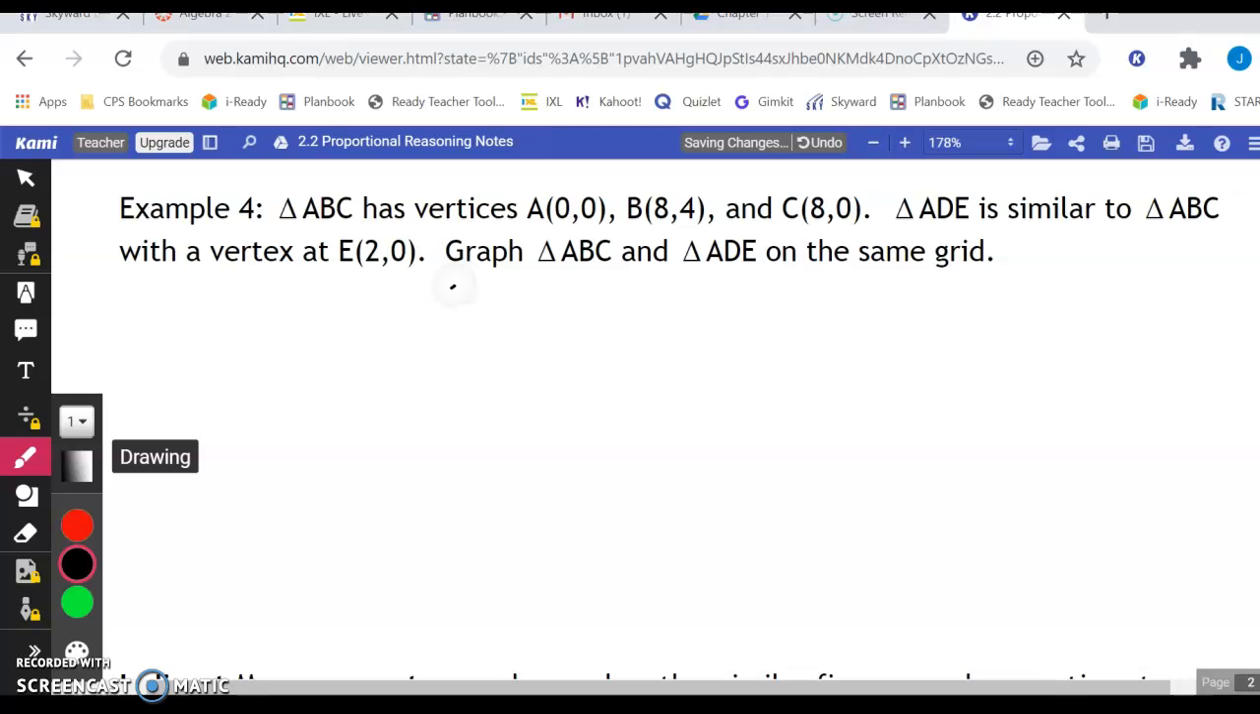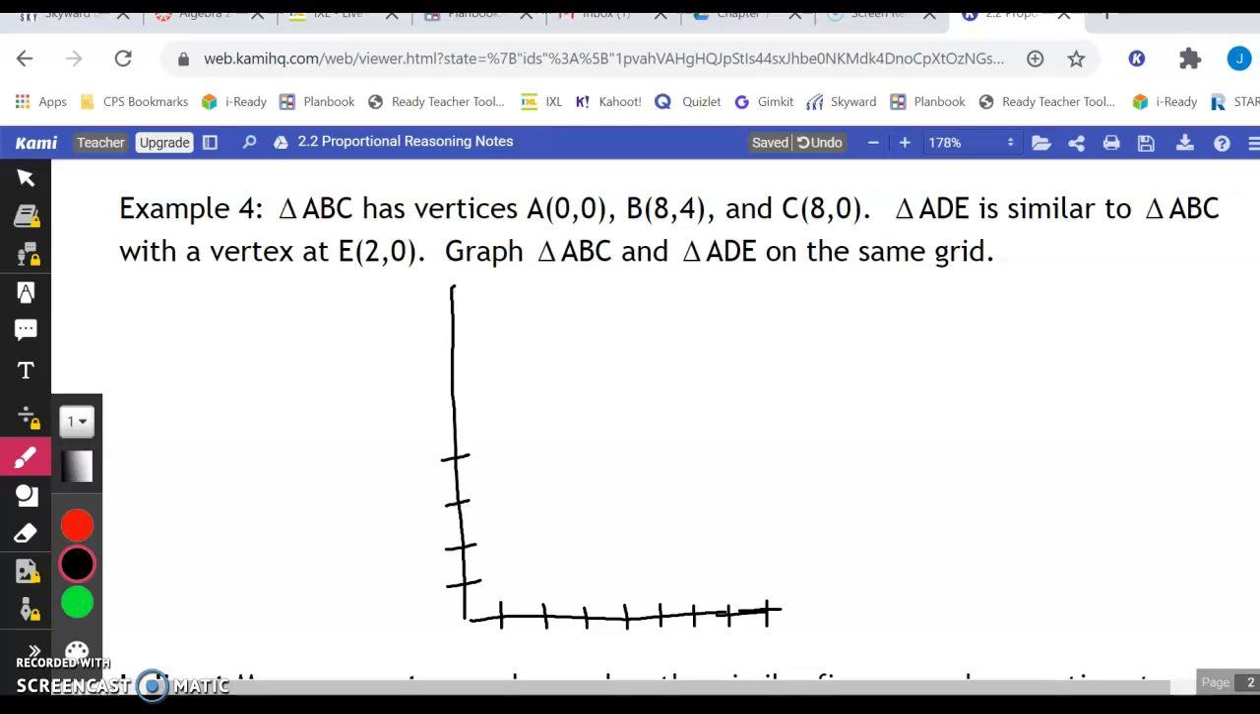So our x's go up to 8. So 1, 2, 3, 4, 5, 6, 7, 8. And our y's go up to 4. 1, 2, 3, 4. So 0, 0 is A. So there's our beginning triangle.